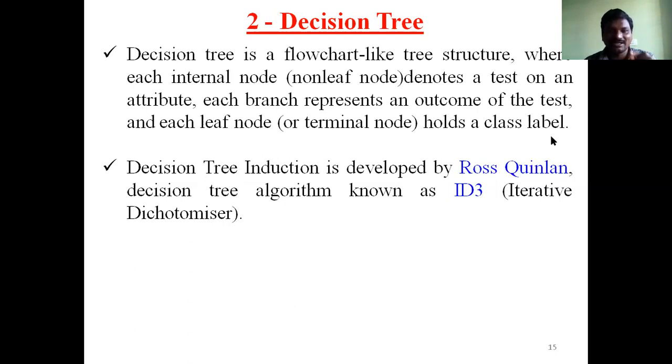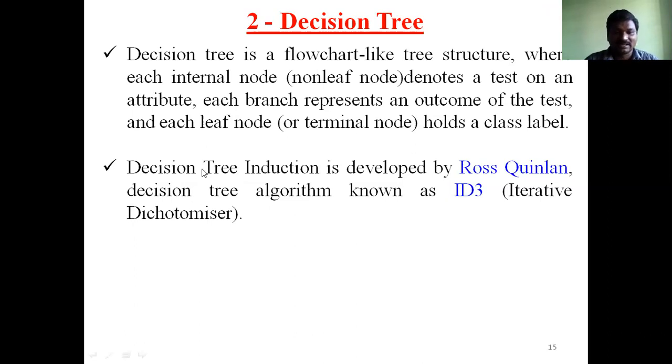An internal node is a test on an attribute. It indicates the test on the attribute, and then each branch is the result, the outcome of a test. And then the leaf node is the terminal node. The leaf node indicates the class label.